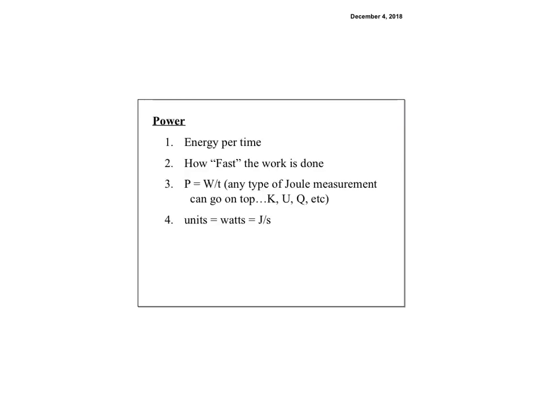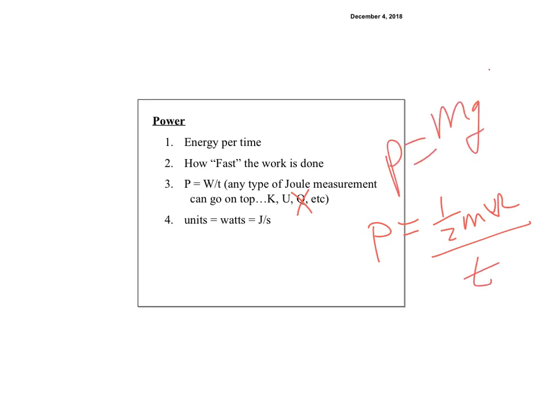Power is the energy per time. It's how fast the work is done. So power is equal to W over T. Remember, the top W can be any type of joule. It says Q, but you don't know what Q is, so let's just ignore that one for now. But you can put anything in joules on the top. So it can be kinetic energy, it can be potential energy. So you could have power is equal to 1/2 mv squared over T, right? You could have power is equal to mgh over t.